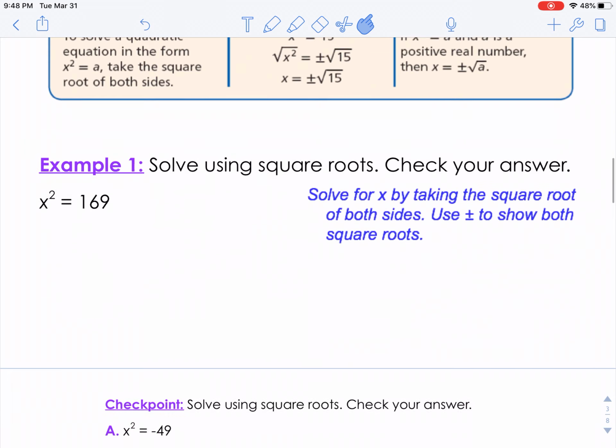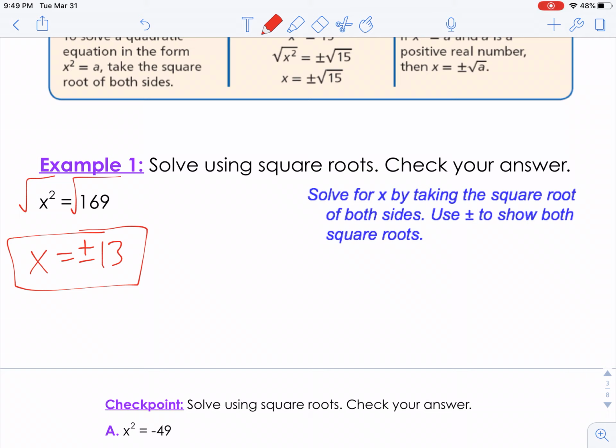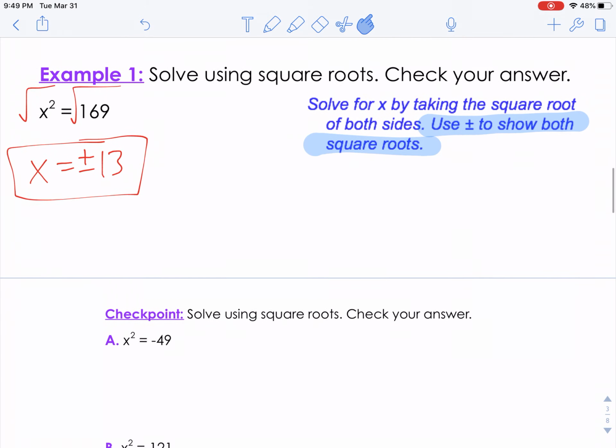Okay? So this example right here, x squared equals 169. To solve this, you square root both sides. So the square root of 169 is 13, but you have to remember to put a plus minus symbol with it because the square root of 169 is not just 13, it's also negative 13. That is what this says right here. Use the plus minus symbol to show both square roots.